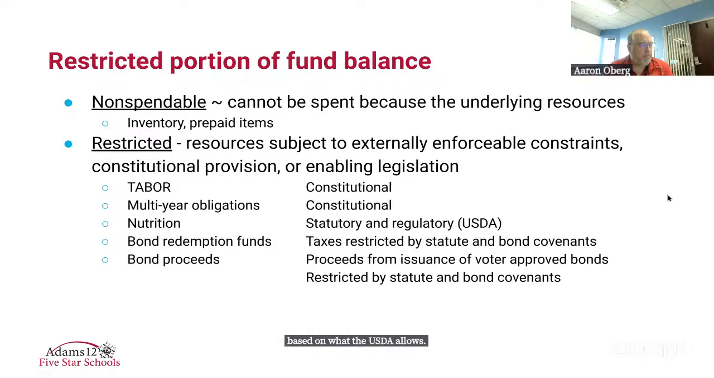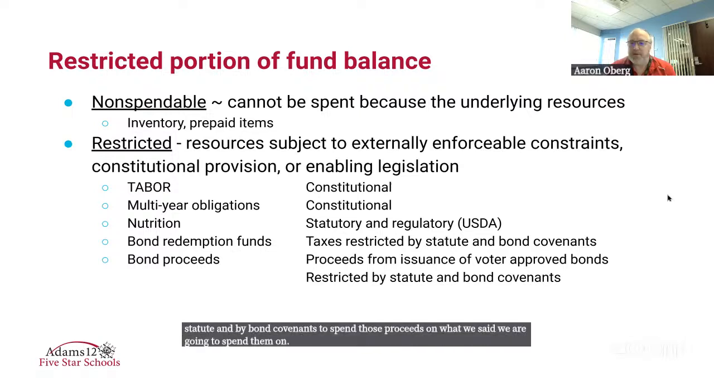Then the next two are bond related. When we issue bonds, we are required by statute and by bond covenants to spend those proceeds on what we said we are going to spend them on.